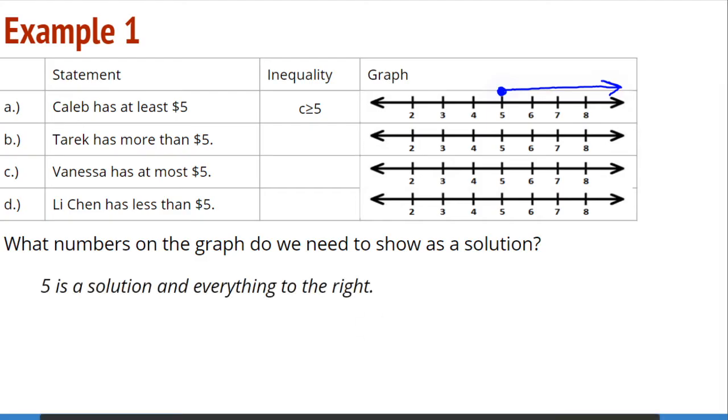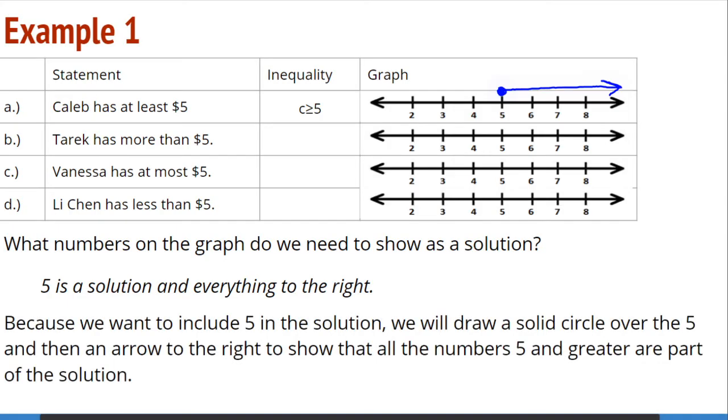So I need to show that 5 is a solution and everything to the right of 5 is a solution. So because we want to include 5 in the solution, I'm going to fill in the circle. And then I'm going to do an arrow to the right and show that all the numbers 5 and greater are part of the solution. Now this is where that infinitely many solutions comes from. If we go greater than 5, we have a never-ending number of numbers that is greater than 5, an infinite number of solutions.